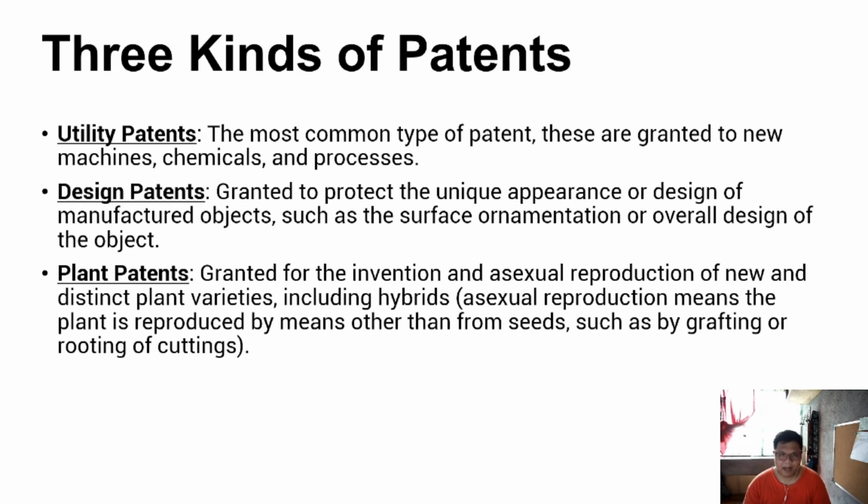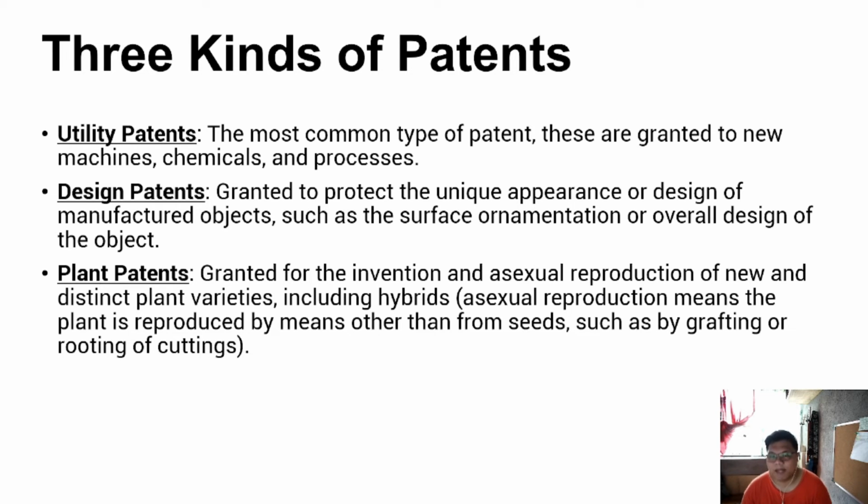We have three kinds of patent: the utility, the design, and then the plant patents. The first one is the utility patents. This is the most common type of patent, wherein these are granted to new machines, chemicals, and processes. Design patents are granted to protect the unique appearance or design of manufactured objects, such as the surface ornamentation or overall design of the object. Basically, design, from the word itself, it protects a concept. Even if it's just a blueprint and you were granted a patent, the design is protected.